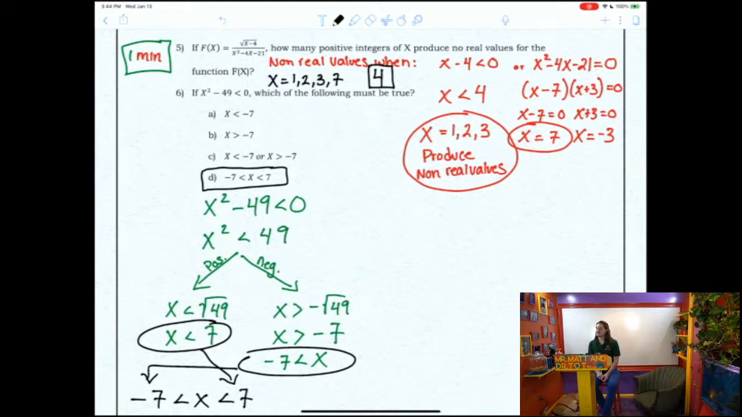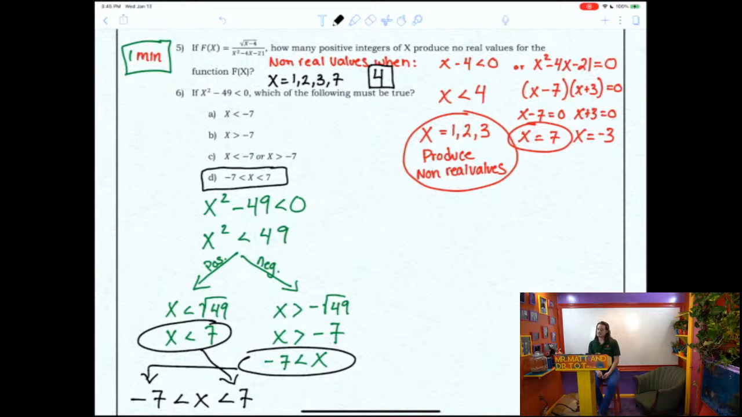So we can set x minus 7 equal to 0 and x plus 3 equal to 0, solving for x: x is equal to positive 7 and x is equal to negative 3. But remember that the domain of the answer has to be positive because they explicitly say that in the question. They say how many positive integers of x. So we can't count negative 3, but we can count positive 7. So we have a total of 4 positive integers that produce non-real outputs in this function f of x.